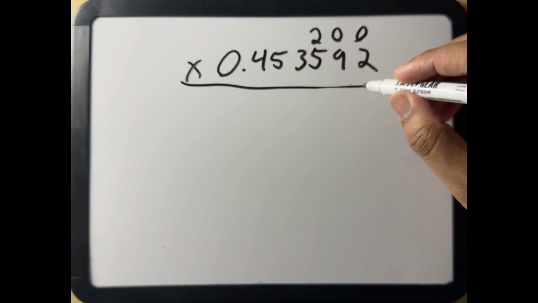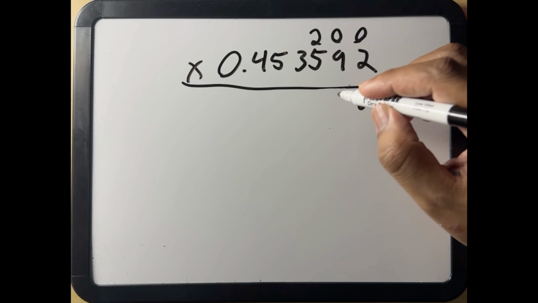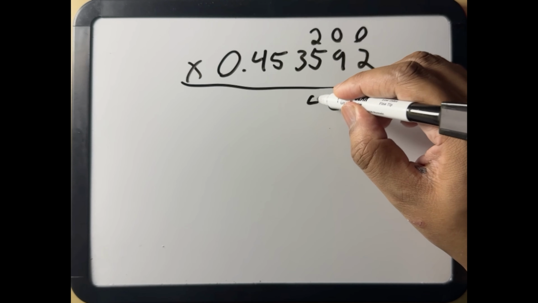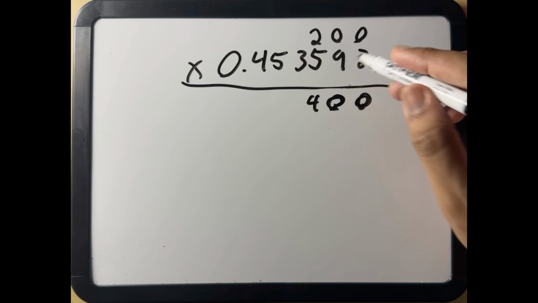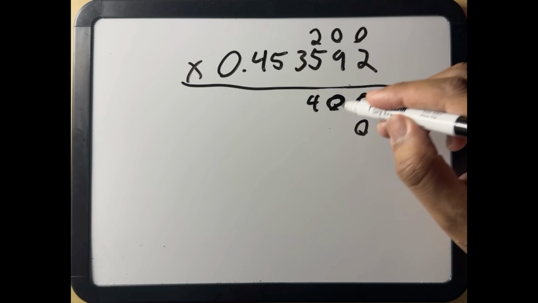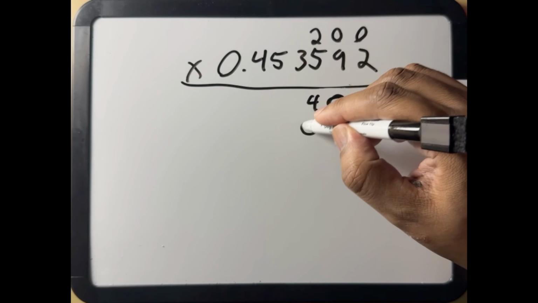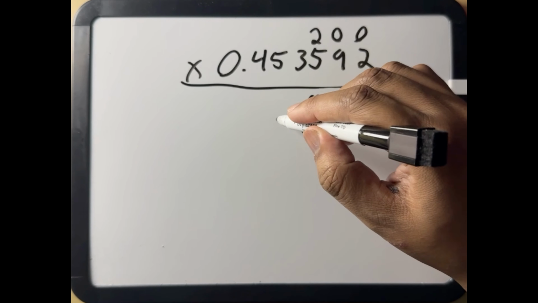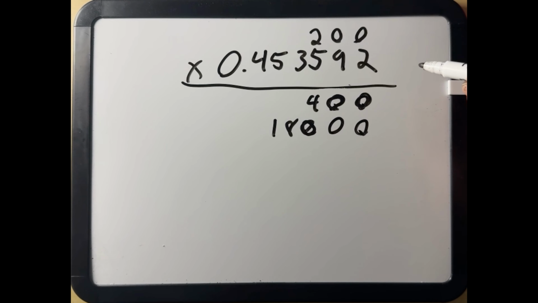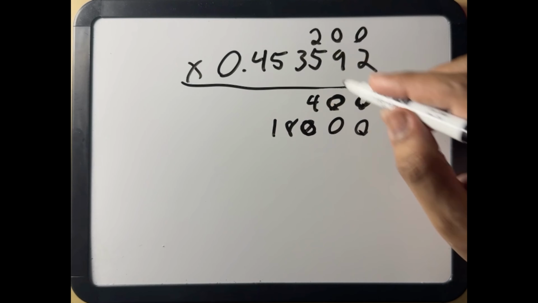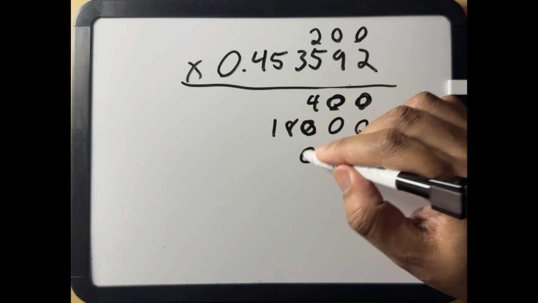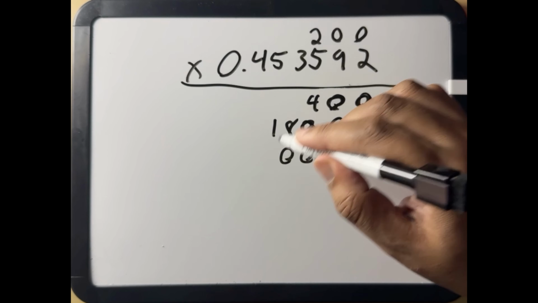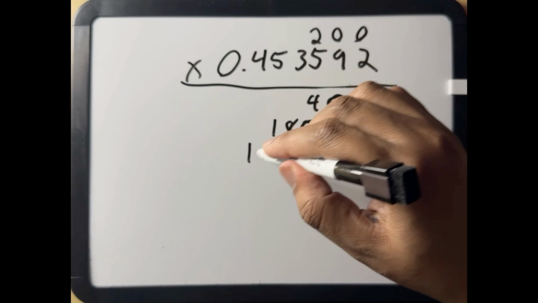So we can just start with 2 times 0, 0, 2 times 0, 0, 2 times 2, 4. All right, now we're starting in the tens place, so we add a 0. 9 times 0, 0. 9 times 2, 18. All right, now we're moving on to the hundreds place, so we add our zeros. 5 times 0, 0. 5 times 2, 10.